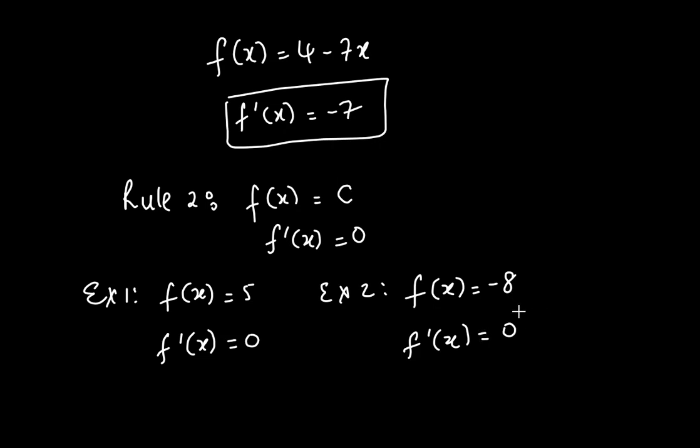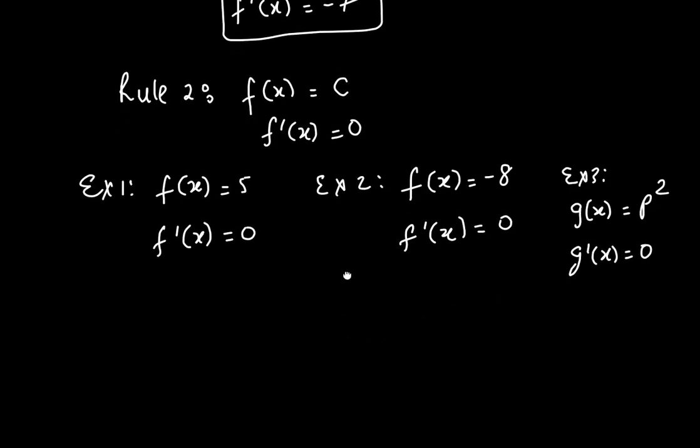What if we have g at x is equal to p squared? The derivative of that would be 0. Why? As long as we don't have x there, then the derivative would be 0. But if I had x here, the derivative wouldn't be 0. Let me give you more examples.